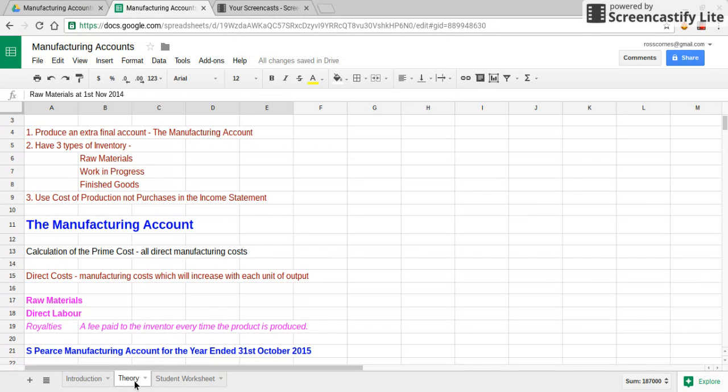However, key thing about manufacturing companies, obviously they make things, and what becomes different therefore is they have three final accounts. The additional final account is called the manufacturing account.